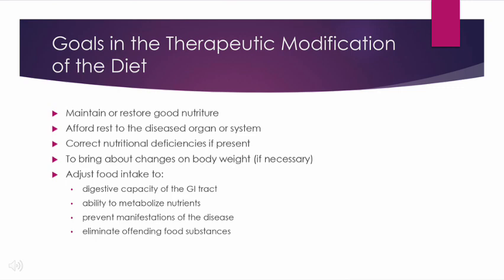Fifth, adjust food intake based on the patient's condition. This includes considering the digestive capacity, the ability to metabolize nutrients, and the need to prevent disease symptoms. It may also involve eliminating certain foods that trigger symptoms. So overall, therapeutic diet modification is highly individualized. It is based on the patient's needs, condition, and goals. As physical therapists, understanding these principles helps us support the patient's recovery. Because nutrition is not separate from treatment, it is part of the treatment.